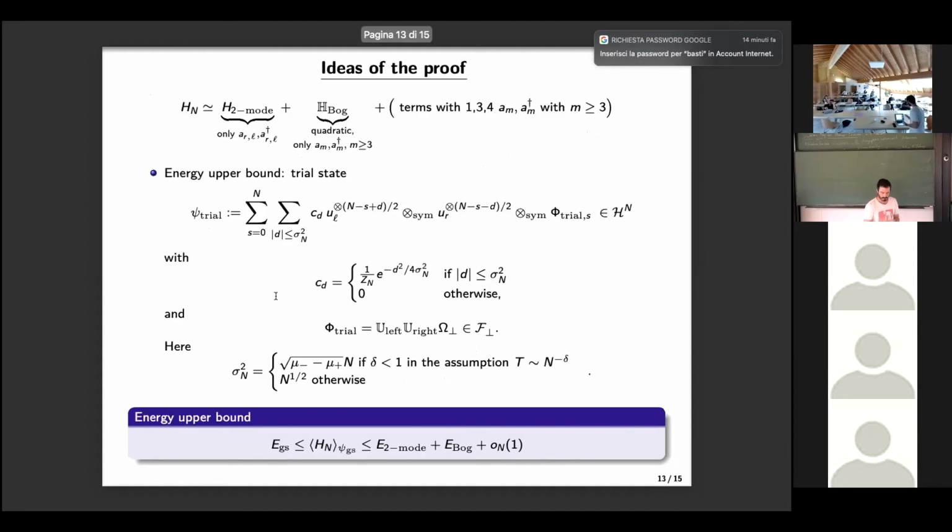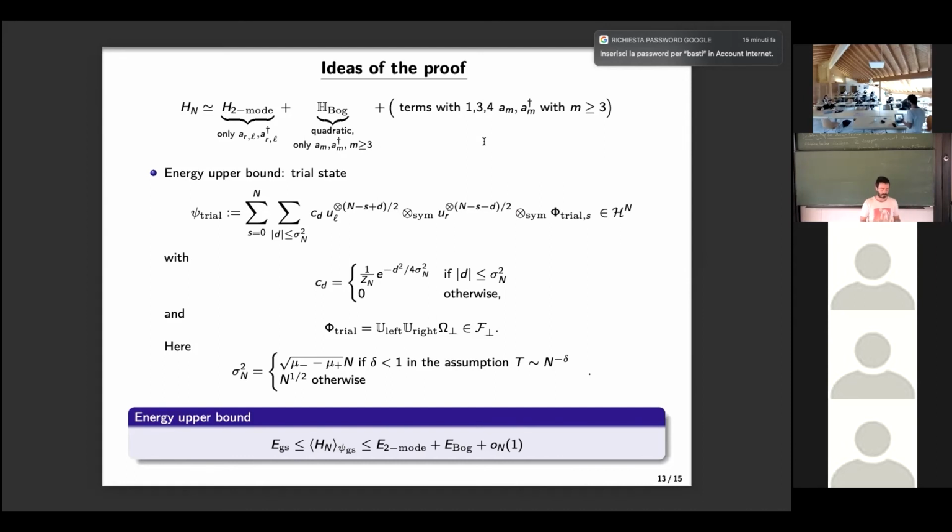Okay. So I will try to give some ideas about the proof. Keep in mind that one has this picture: we have the two-mode part, we have the Bogoliubov part, and then we have all the difference between Hn and these two Hamiltonians, which are terms with one, actually also 2, 3, and 4 operators for excitations. So this is the usual picture.